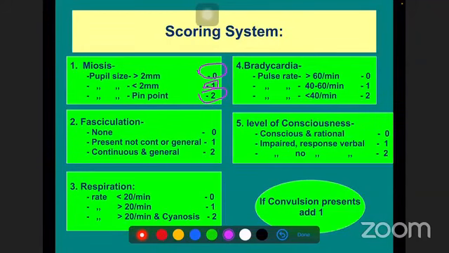11 পর্যন্ত ভাগ করব। ফেসিকুলেশন যদি না থাকে তাহলে 0, আর যদি বেশি থাকে তাহলে 2। রেসপিরেশন রেট যদি 20 এর নিচে থাকে তাহলে 0, 20 এর উপরে থাকলে, সাইনোসিস আছে তাহলে 2। ব্রেডিকার্ডিয়া 60 এর উপরে থাকলে 0, 40 এর নিচে থাকলে 2। এবং লেভেল অফ কনসাসনেস যদি একদম আনকনসাস থাকে সেক্ষেত্রে আমরা ধরে নেব 2, আর পার্শিয়াল থাকলে 1, আর যদি কনসাস থাকে 0, আর কনভালশন থাকলে 1, না থাকলে 0। তাহলে 0 to 11 is the grading.